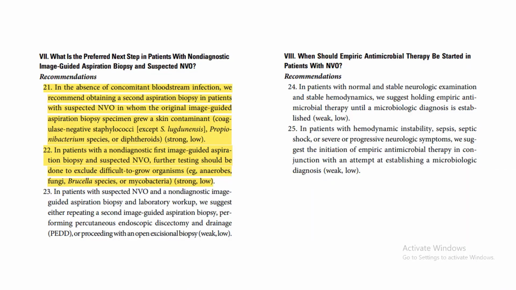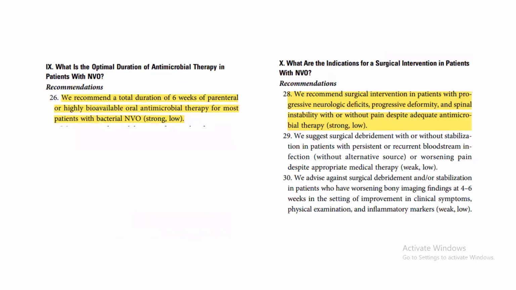So when should empiric antimicrobial therapy be started? If they're stable and have no neurologic deficits, the authors recommend holding any empiric therapy and waiting until you can get culture data so you can give targeted antibiotics. And as they mentioned, you can start empiric therapy if there's hemodynamic instability, sepsis, or progressive worsening neurologic symptoms. And then they agreed the optimal duration is 6 weeks, so a minimum of 6 weeks of IV or highly bioavailable oral antibiotics, and then indications for surgical intervention.